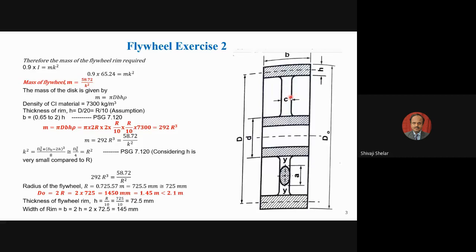Normally the number of arms used is 4, 6, 8, 10 or 12, depending upon the size of your flywheel. If your flywheel is very small, then you can use only 3 or 4 arms. If it is very big, then you can go for 12 arms. These hub and rim are connected with the help of arms.